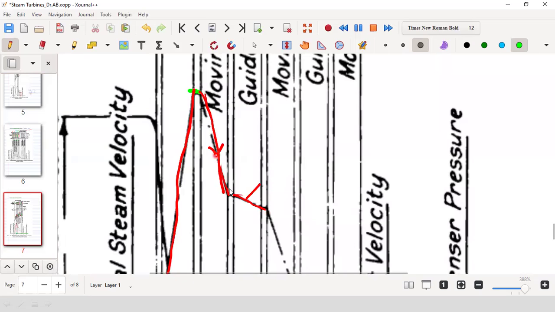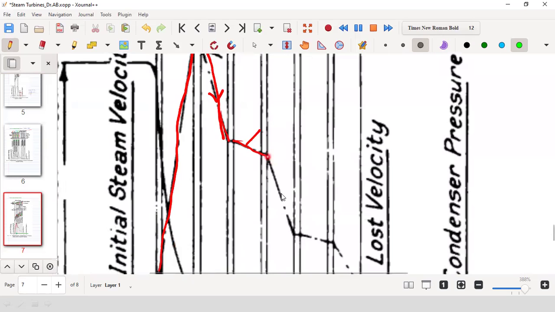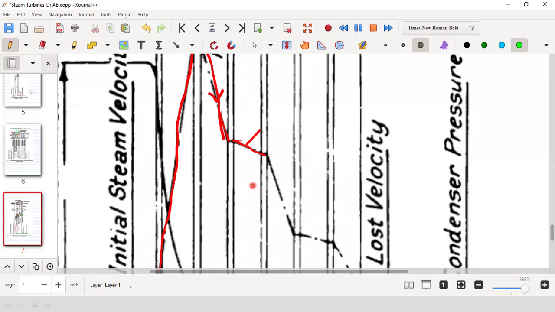In the moving blade, there will be a substantial reduction in velocity due to transfer of momentum to the blade. So the momentum and kinetic energy of the steam will be reduced. Again, that is happening in the second stage. So these two is the first. You see, say this is 1, this is 2, this is 3. And let me show the moving blades. So this is 1, this is 2, and this is 3.